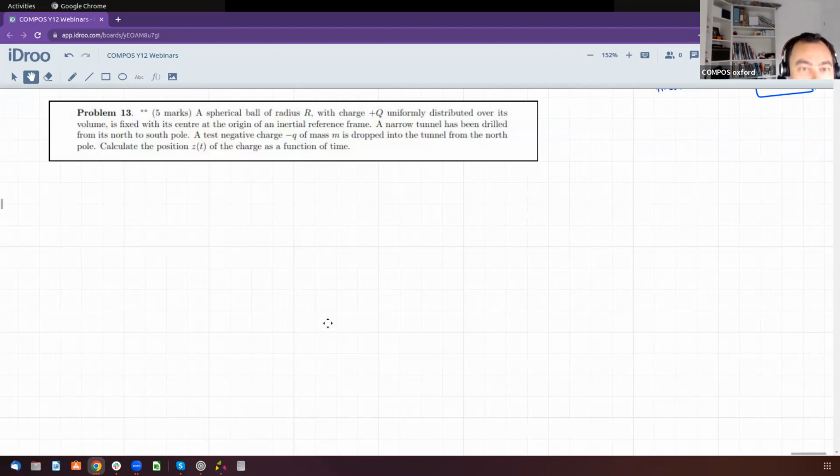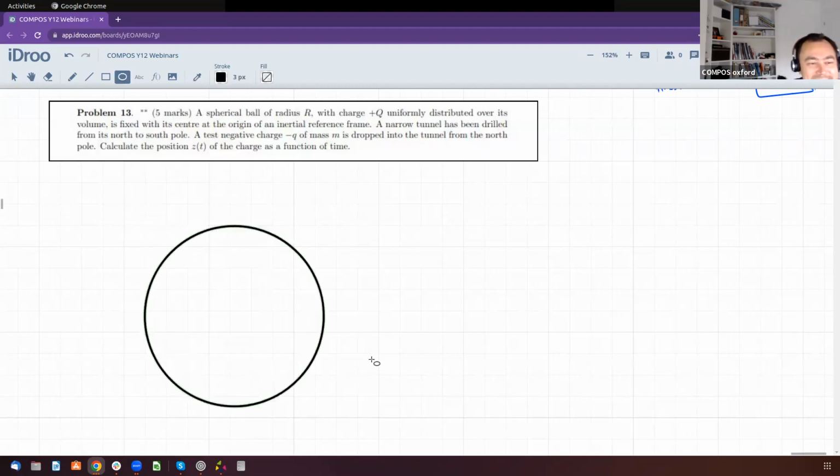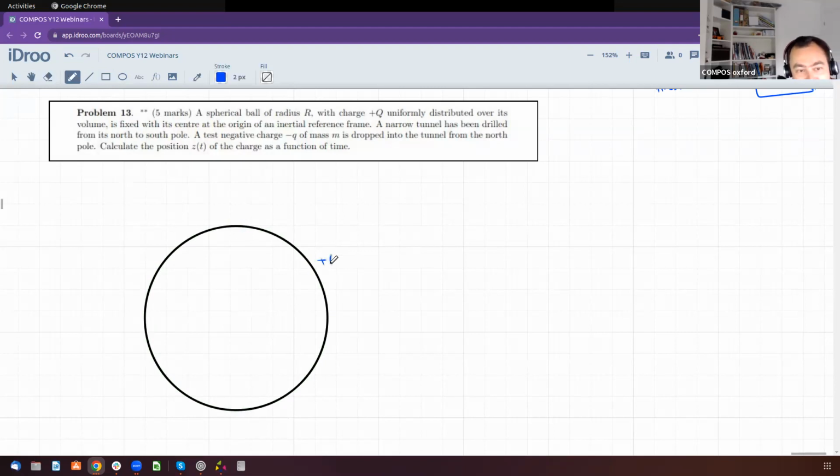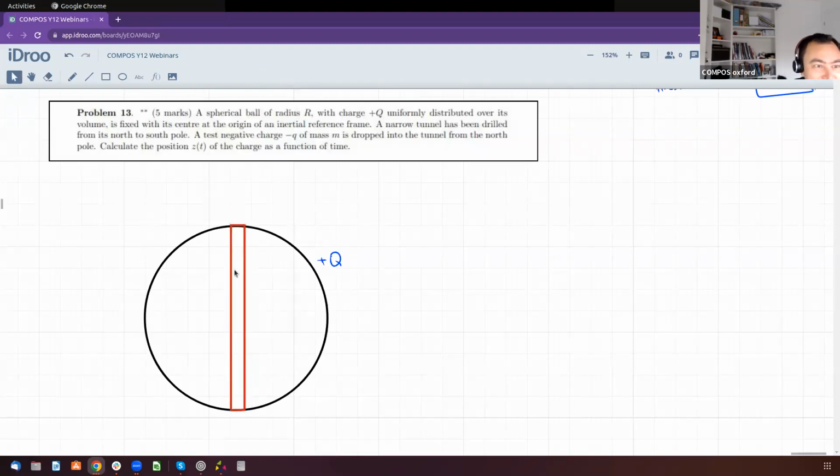Wonder where the phrase North Pole comes from, but interesting. How do you define North Pole of a charged sphere? Anyways, we have a charged sphere with charge plus Q. And we have a tunnel from the North Pole to the South Pole, if that is a thing with spheres.